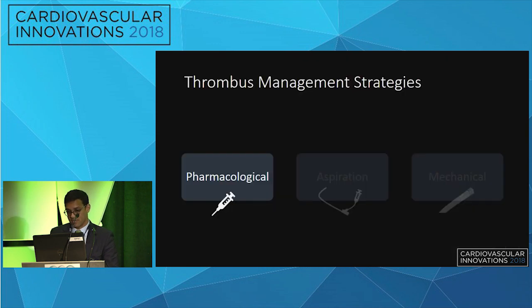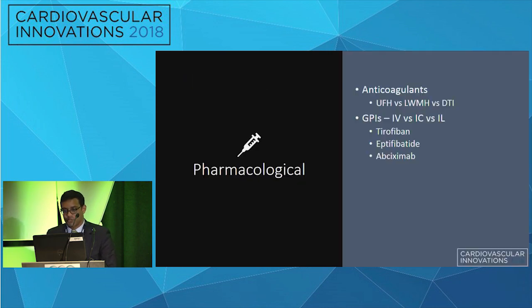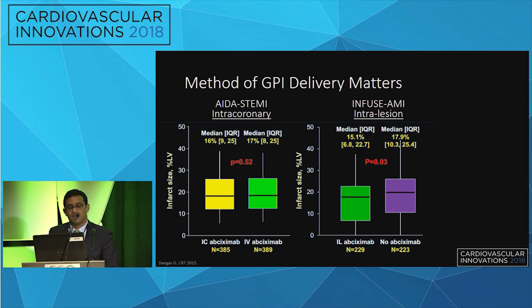So what are our options for managing thrombus? There's really a three-pronged approach, and we'll go through each of those right now. So there's the pharmacological approaches, and the anticoagulants are the first step in each of this, but this is a standard of therapy that we're not going to really go into right now. But the second role may be for 2B3As. And the question is, does the method of 2B3A delivery matter?